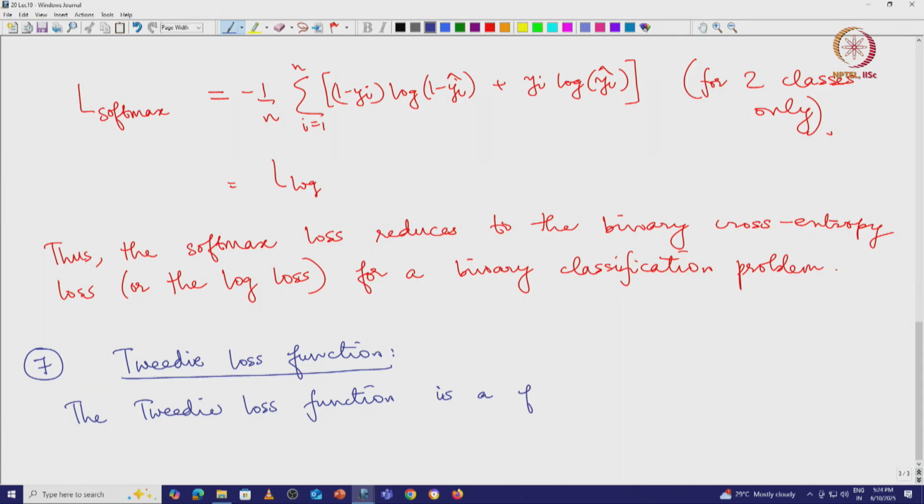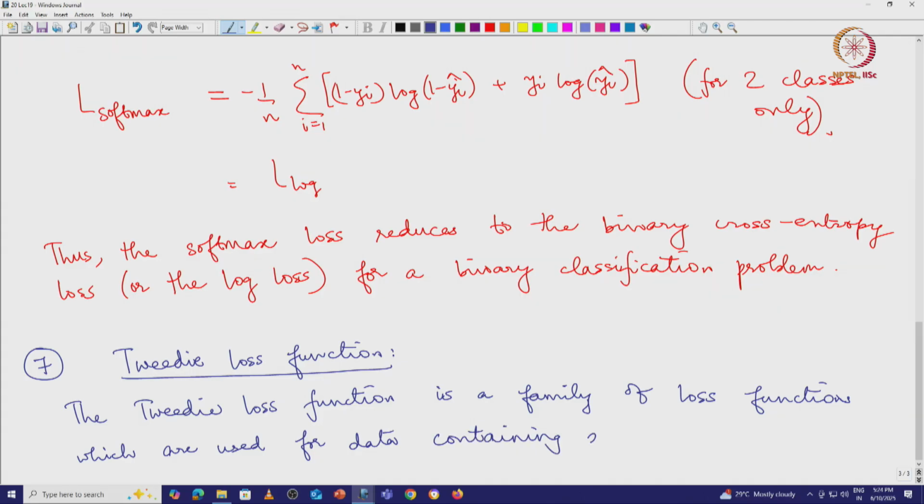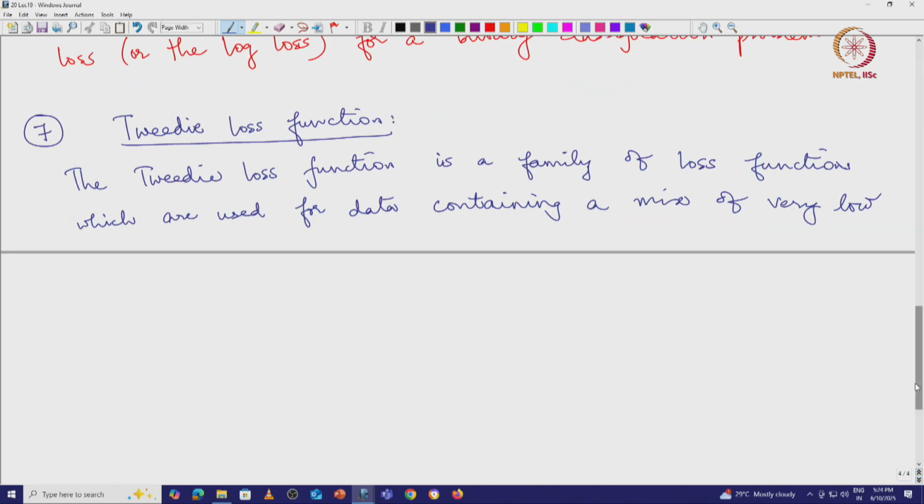is a family of loss functions which are used for data containing a mix of very low quantities and other continuous positive values, okay, which are skewed.